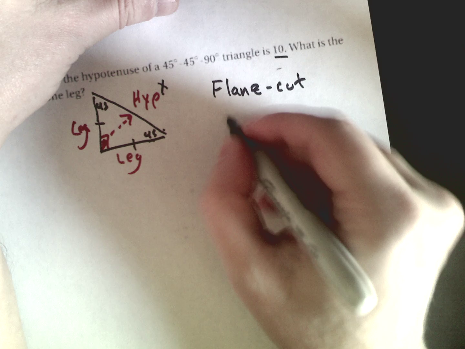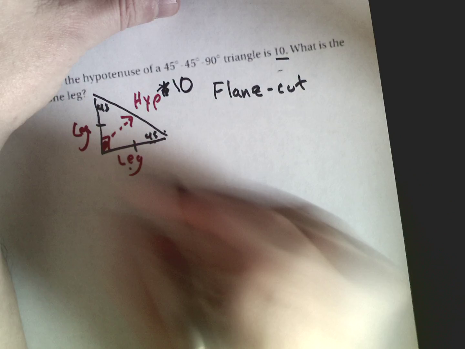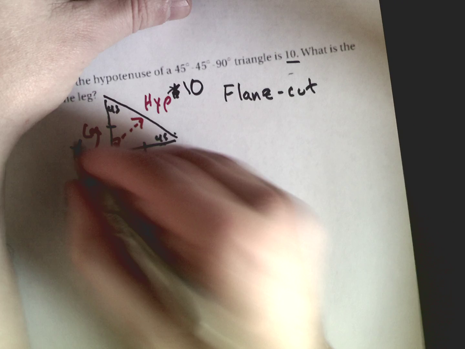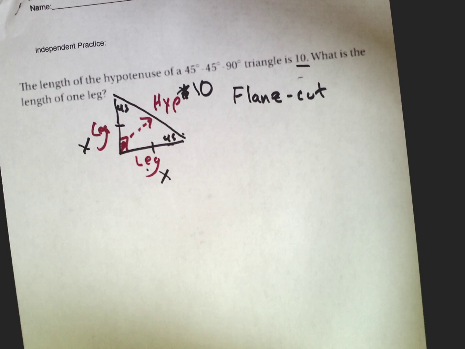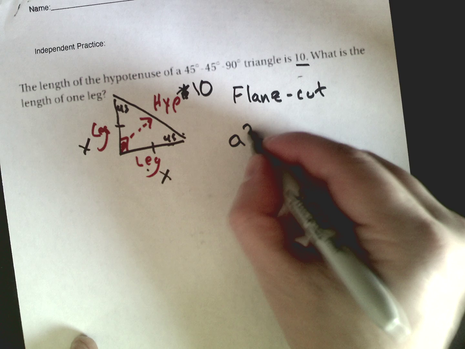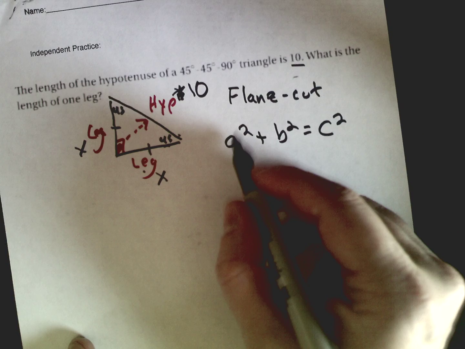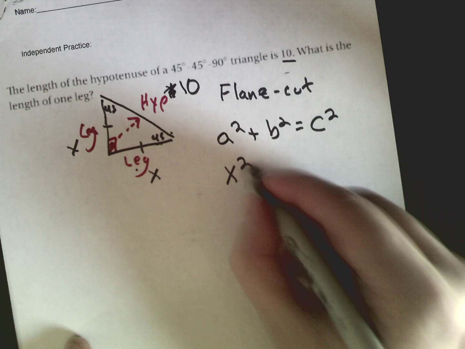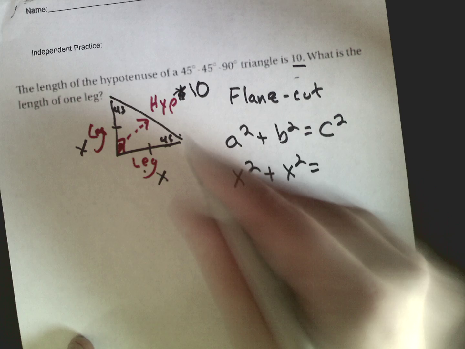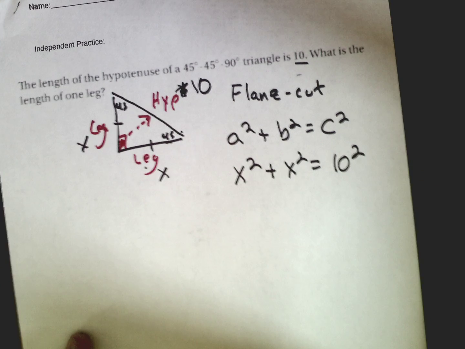I'm going to say, well, this is 10. What are these two? Well, these two are exactly alike, so I'm going to call this one x and this one x. They're exactly the same. So I can do this: a squared plus b squared, these two legs, equal the hypotenuse c squared. A is x. B is also x. C is 10 in this case. Okay, so far it's not so bad, right?